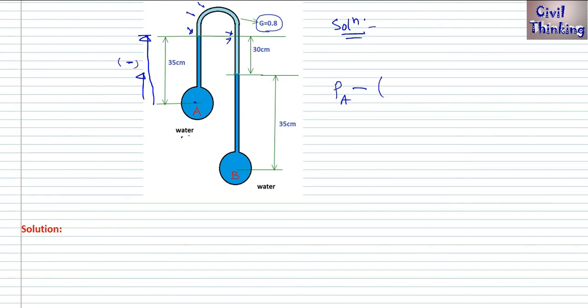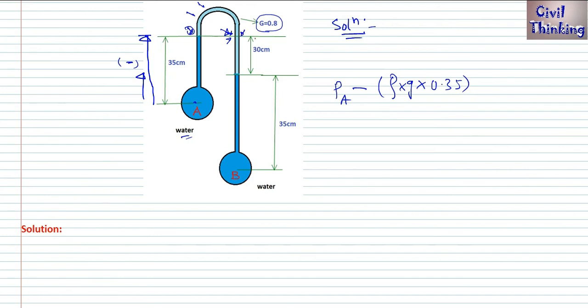This is water, so density of water multiplied by g multiplied by h. How much is h? 35 centimeters, which is 0.35 meters. We have reached this point, right? Now here we will move to the right because here is lighter fluid, here is lighter fluid too, meaning same pressure here, same pressure here. So we have reached here, right?